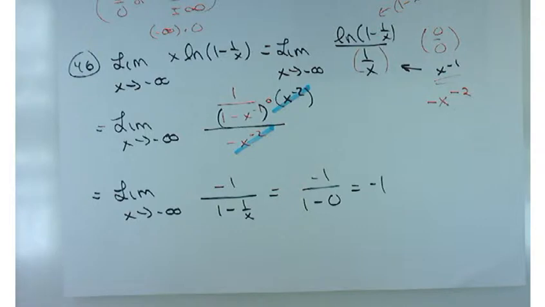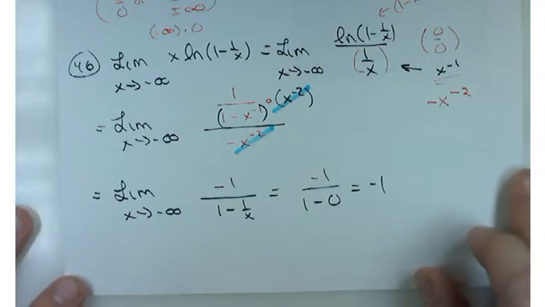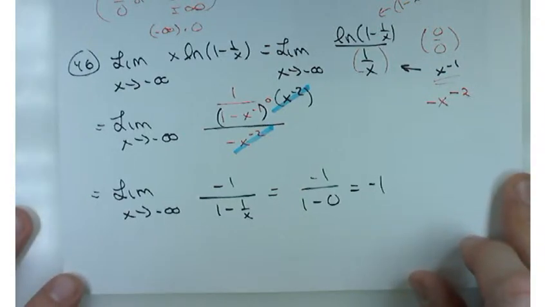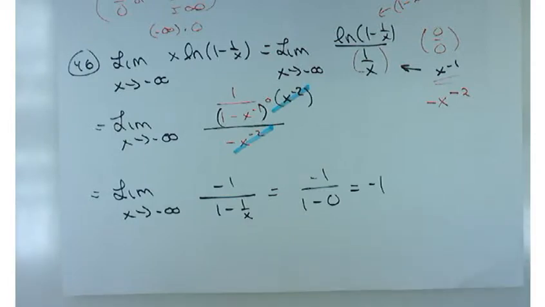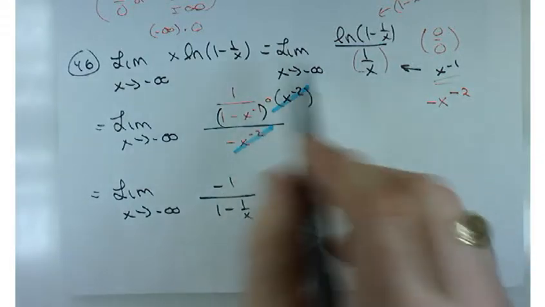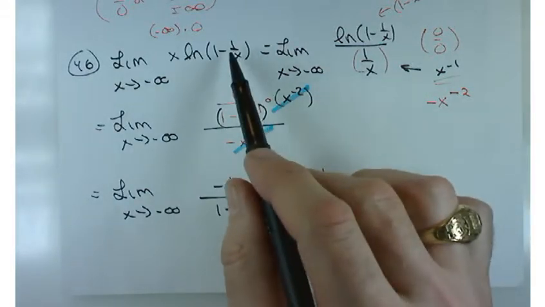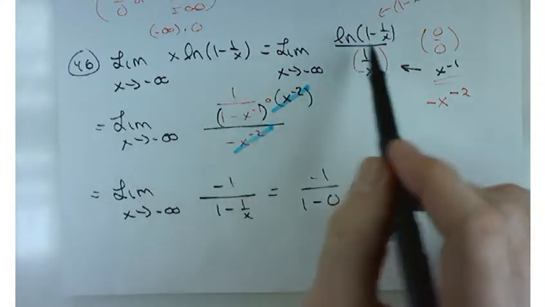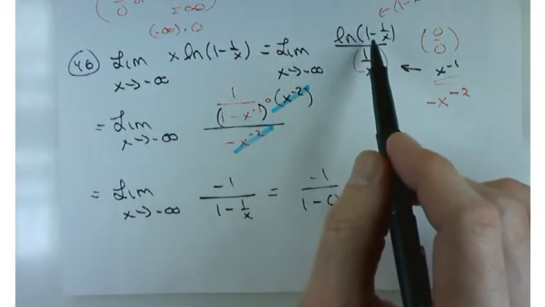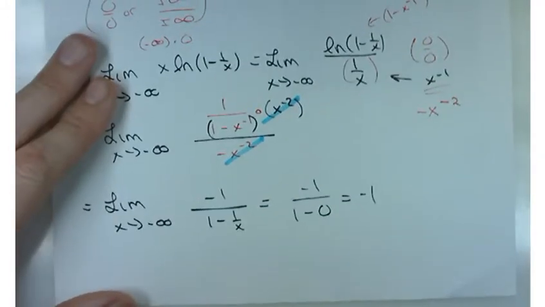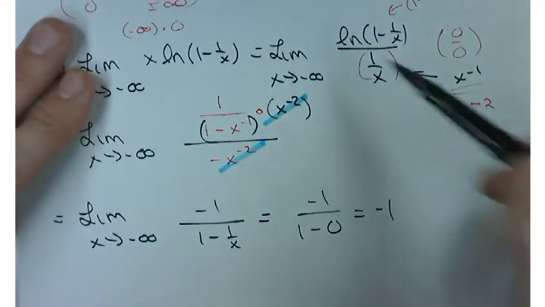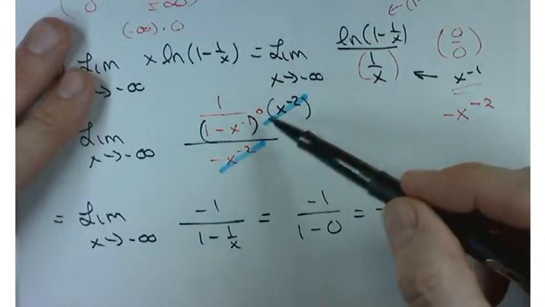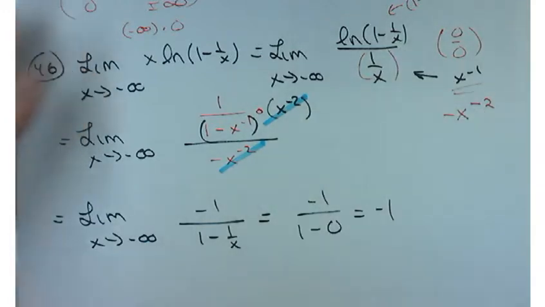Marissa? When you did the 1 over 1 minus x to the negative first, and then times x to the negative 2, is that just the natural log rule? When I went from here to here? No, I differentiated. So to get from this step to this step, yeah, that's just the derivative of the natural log.